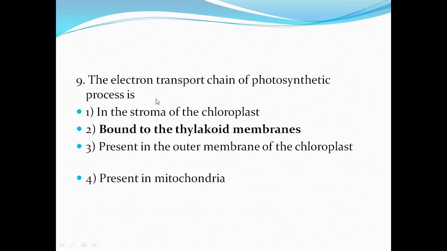Okay. The electron transport chain of the photosynthetic process. Okay. So they are asking the location of the electron transport chain. Now remember that it is bound to the thylakoid membrane. So the electron transport chain is present on thylakoid membranes.